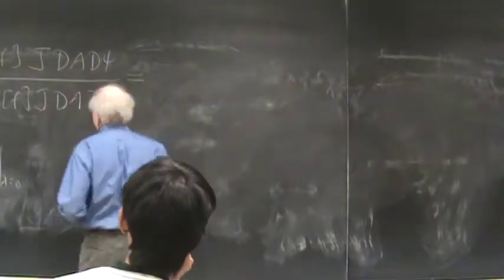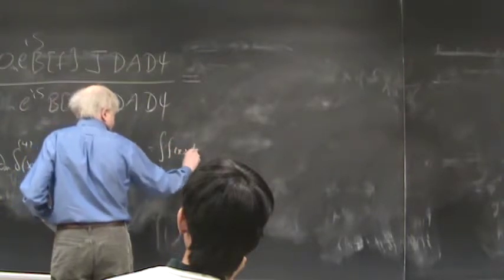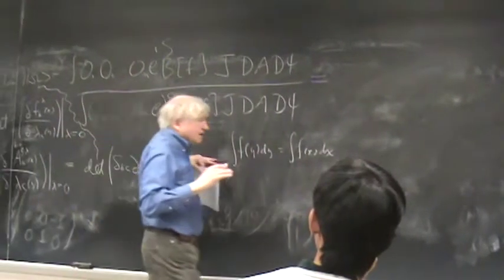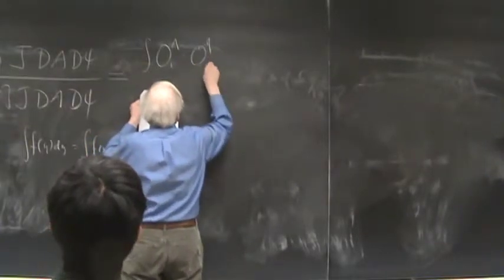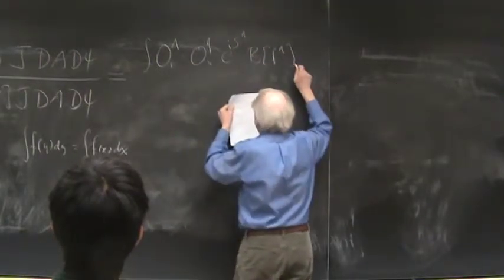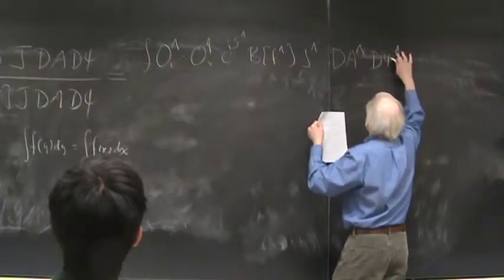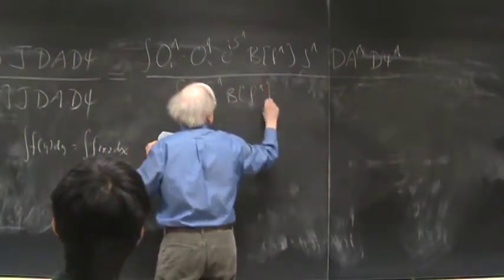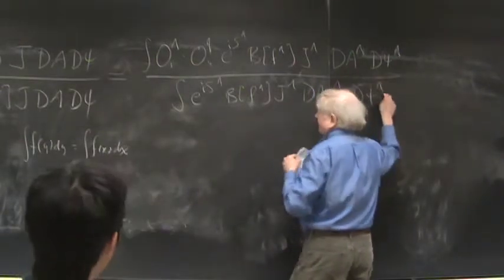It turns out that of course, just as the integral of f of y dy is the same thing as the integral of f of x dx, you can transform all the variables by a gauge transformation and you haven't done anything. So this is equal to the integral of O1 ... ON e to the iS lambda, B of F lambda, J lambda, D A lambda, D psi lambda, over e to the iS lambda, B F lambda, J lambda, D A lambda, D psi lambda.